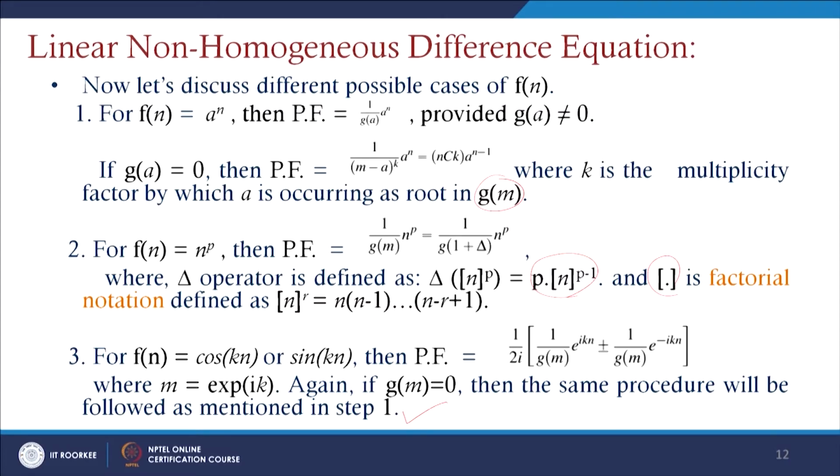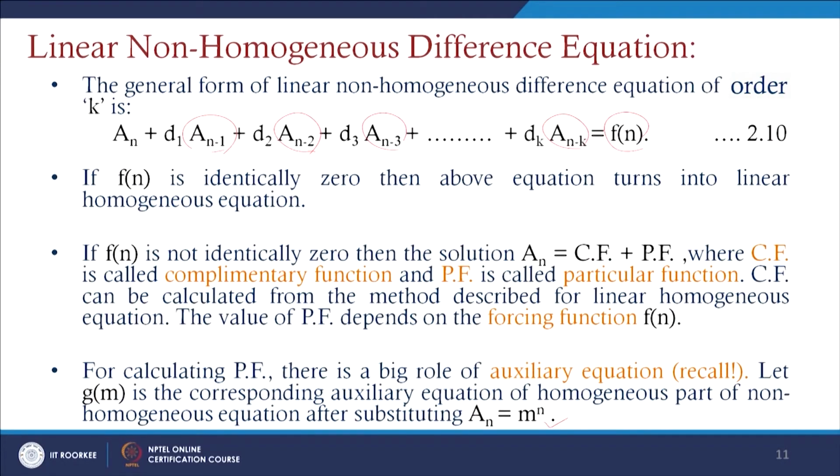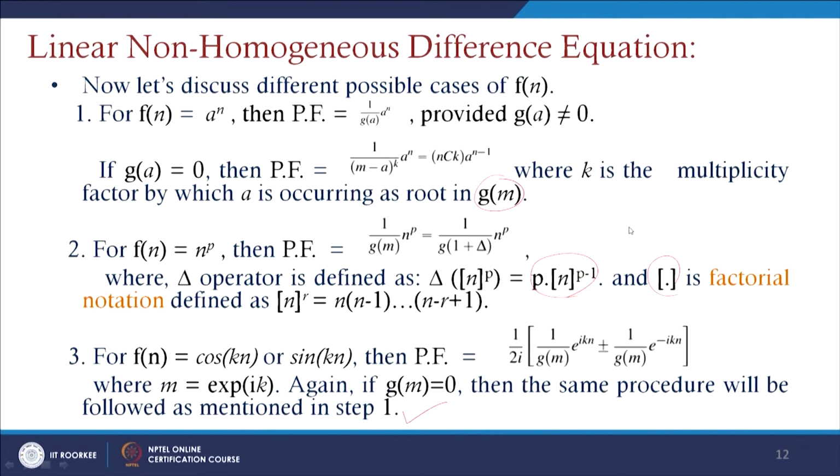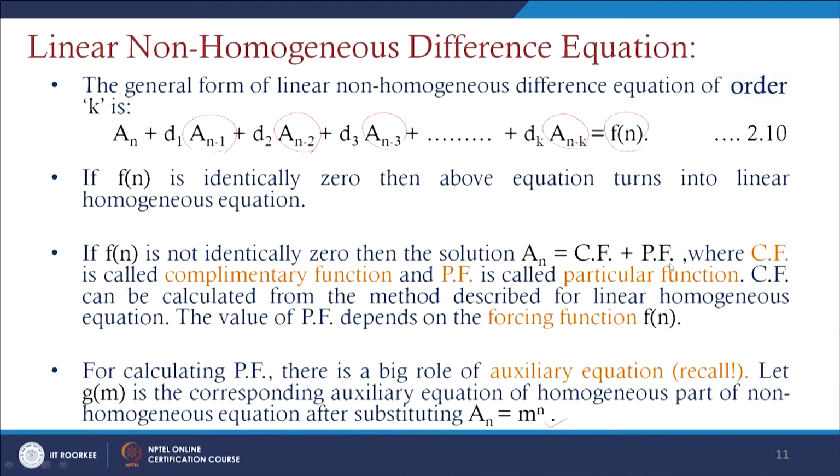If you see the slide here, if we have a polynomial of order n, that is a_n plus d_1 a_(n-1) plus d_2 a_(n-2) plus d_3 a_(n-3) up to d_k a_(n-k), equals f(n), then for the solution of this difference equation we will have two parts: one is called the complementary function part, another is called the particular function part. To find the complementary function, we have to put a_n equals m to the power n here.